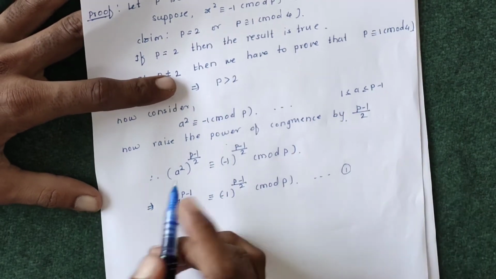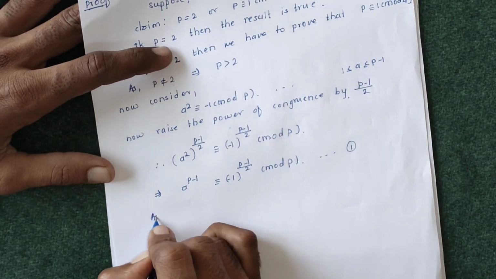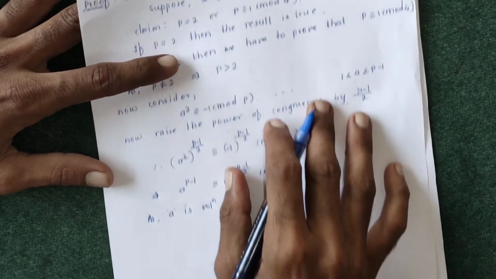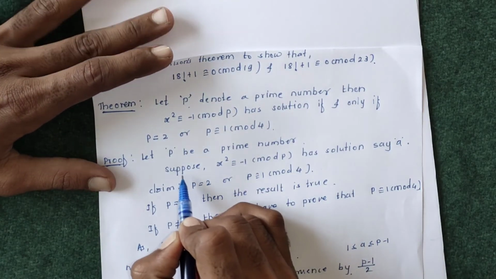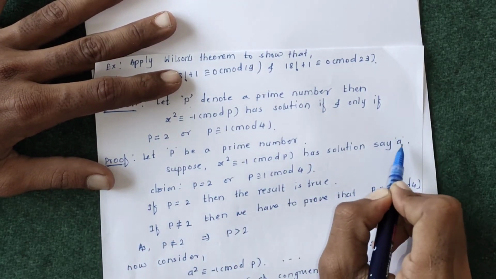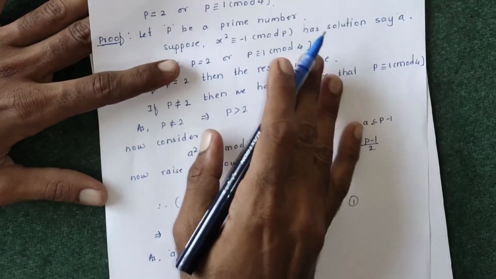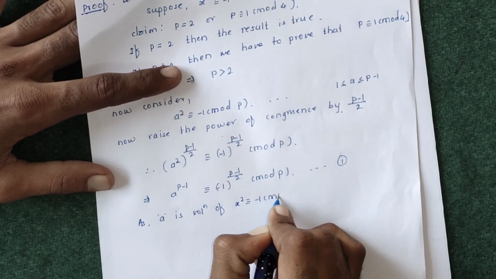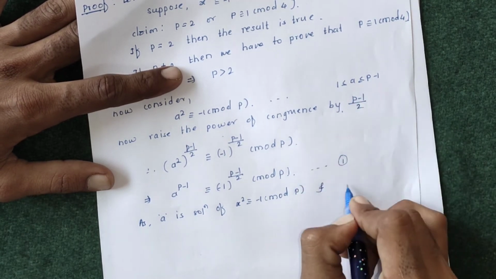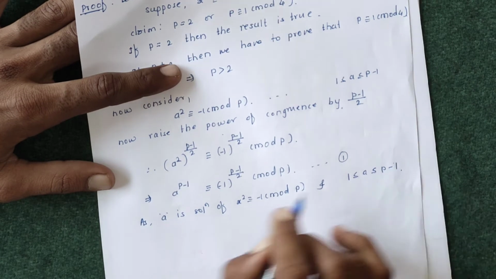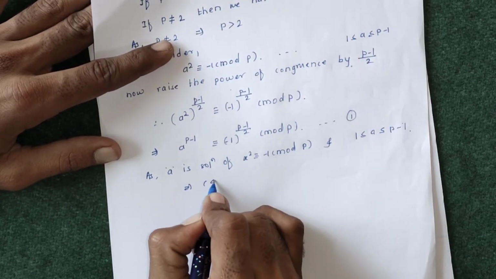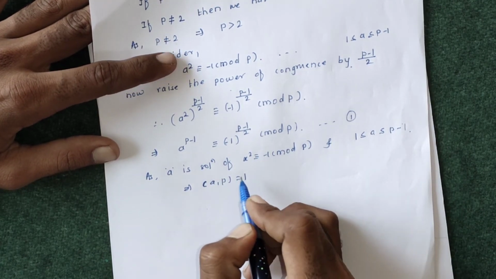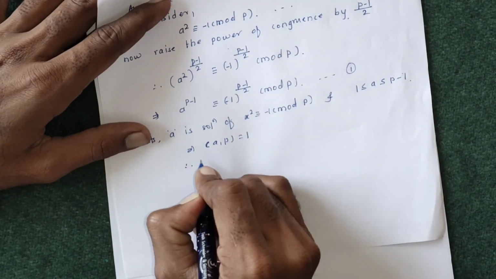So from this we can say that the GCD of A and P, as this A is a solution of x square is congruent to minus 1 mod P. Here we have taken x square congruent to minus 1 mod P with solution A. A varies from 1 to P minus 1, which implies that the greatest common divisor of A and P is equal to 1, since P is prime. So we can use Fermat's theorem.